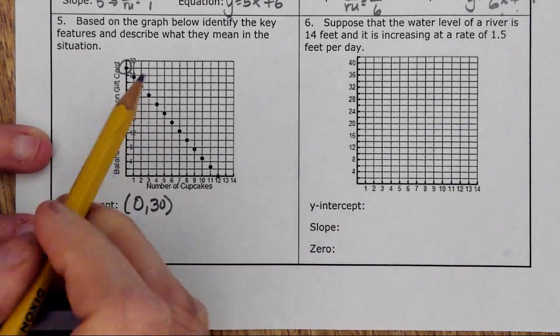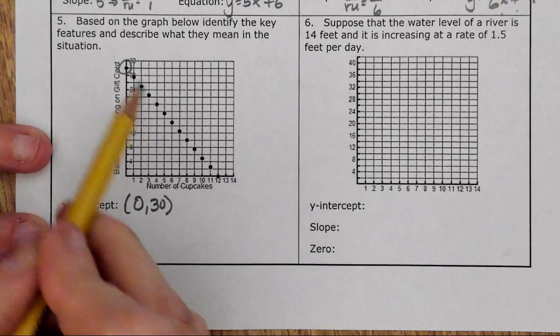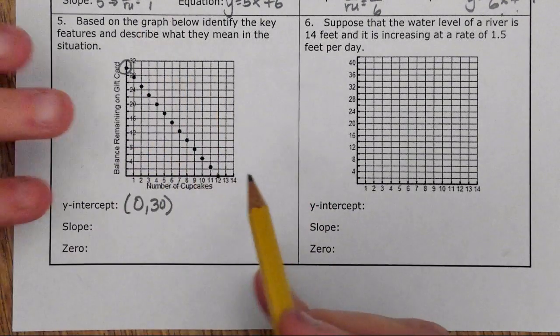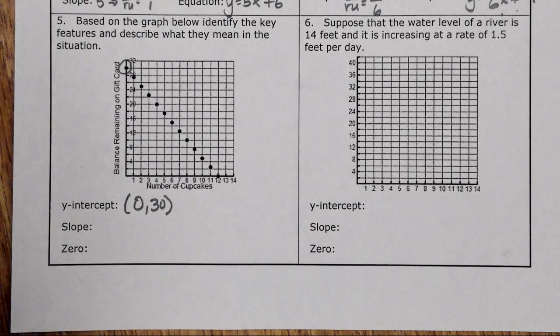I can also see that this is discrete data because I have dots plotted. If I think about it, I also know that it's discrete data because, I mean, I can eat half a cupcake, but I can't buy half a cupcake. They're not going to sell me half a cupcake. And why would I want them to? I would not. So this is discrete data, both because I have dots plotted and because the situation calls for it.